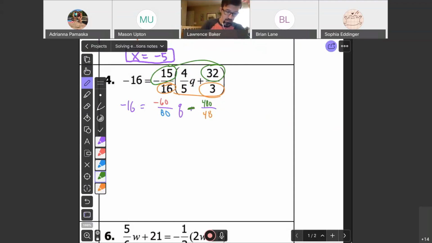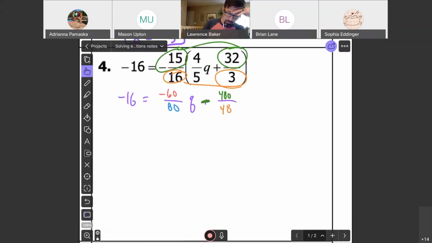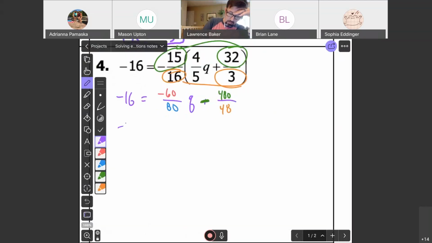Now we need to reduce. This one's not too bad, actually. So 60 and 80 both have a 20 in them, so that'd be negative 3/4 q. And then 48 and 480 both have a 48 in them. That's just equal to 10. Okay, so it's a lot simpler to look at than what we had earlier, right? So it's now simplified. Now we can go ahead and start solving. I realize we haven't actually started solving this yet. Those first 2 steps were all about making the problem simpler.